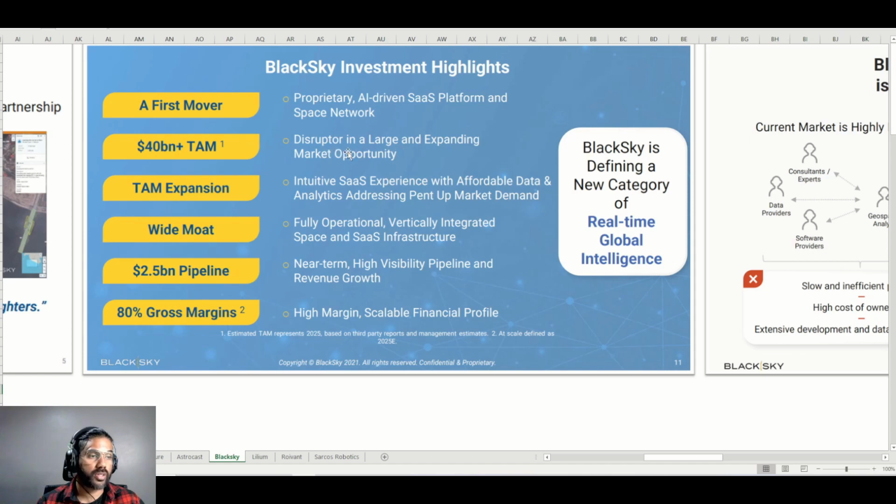They say that they're a disruptor in a large and expanding market opportunity. Time expansion, intuitive SaaS experience with affordable data and analytics, such as addressing pent-up market demand.